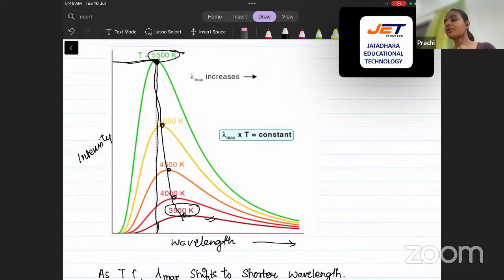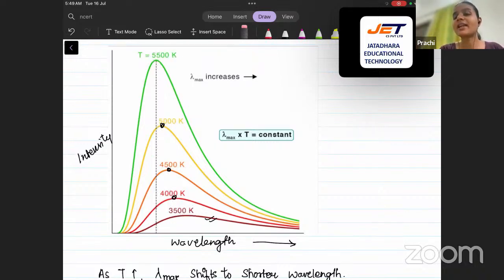So what they observed is as they were increasing the temperature, the emissions were shifting to a shorter wavelength. What is happening there? The emissions were shifting to the shorter wavelength. So we were getting the radiations which were towards the shorter wavelength. And what we have seen in the spectrum is, we have VIBGYOR, right?